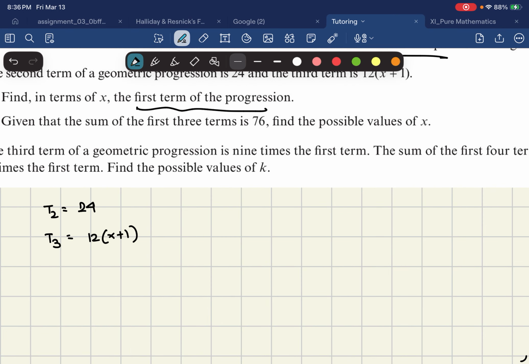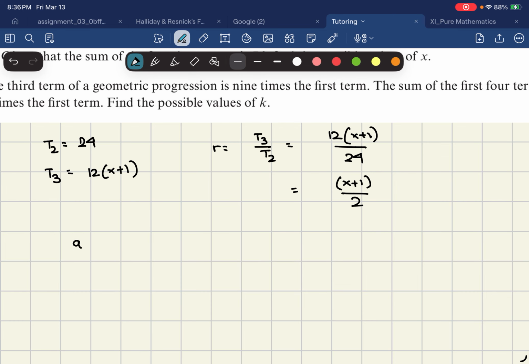So we know T2, we know T3. Well, we can calculate the common ratio. That is going to be T3 divided by T2, right? So it's always the nth term divided by the term before it. T3 divided by T2 should give me the common ratio. 12 times (x plus 1) divided by 24. And that is just going to be (x plus 1) divided by 2.